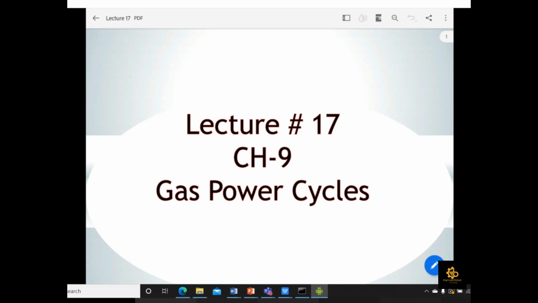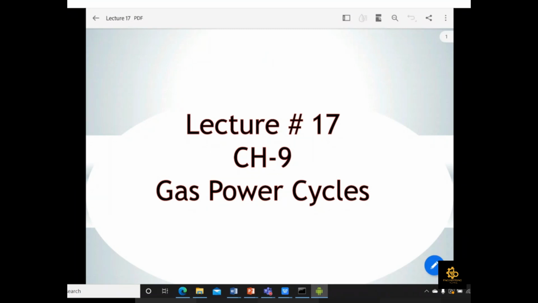In the previous lecture, when we talked about the Otto cycle, diesel cycle, and dual cycle, all these types of cycles convert reciprocating motion into work. But in the gas turbine, we have to convert rotary motion rather than reciprocating motion. This is the main difference between the gas turbine and the previous cycles.